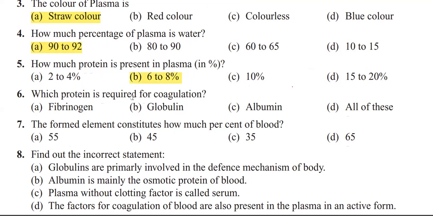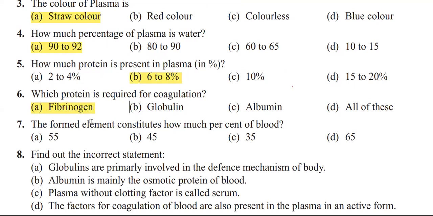Which protein is required for coagulation? Fibrinogen, globulin, albumin, all of these. Fibrinogen helps in clotting or coagulation. Globulin helps in defense mechanism. Albumin helps in osmotic balance.